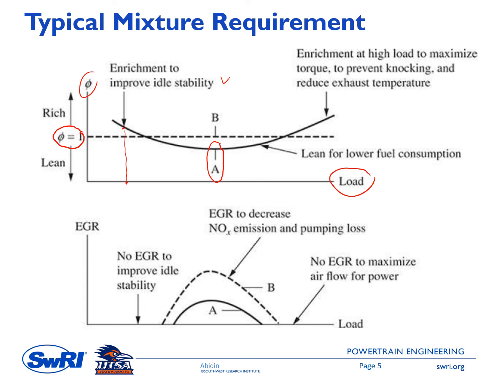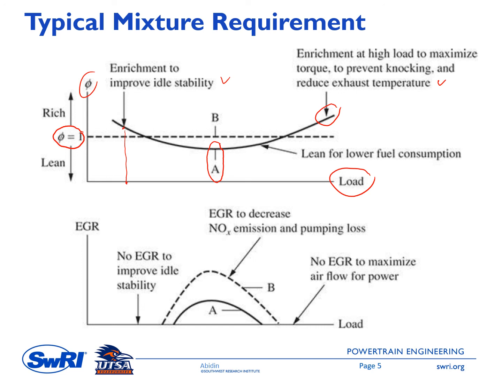Okay, and then for the high load condition, we need to apply an enrichment here to maximize the torque and to prevent knocking. So I think in chapter 9 we will look at this knock phenomenon. If you have a rich mixture, then we can have a slightly higher laminar flame speed that can reduce the propensity to knock. Okay, and then it can also reduce the exhaust temperature. The exhaust temperature is maximum around the stoichiometric combustion condition.